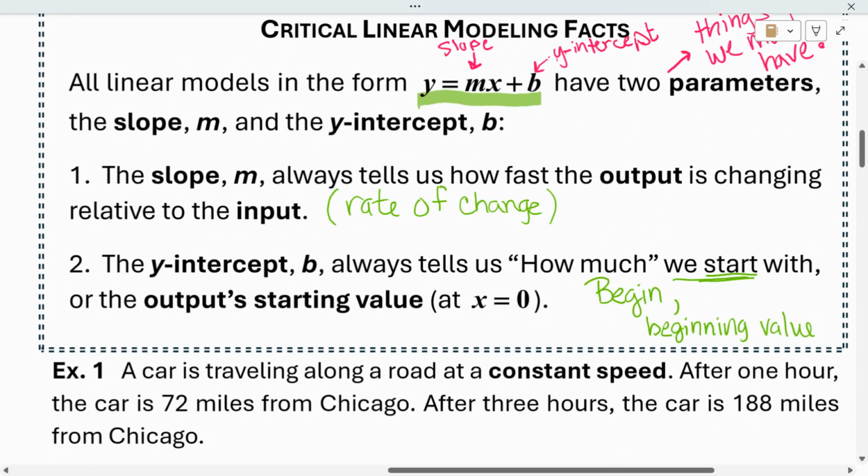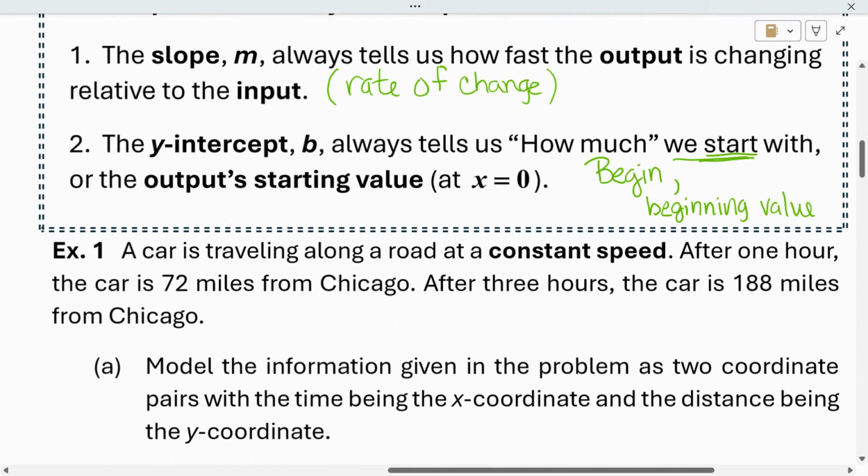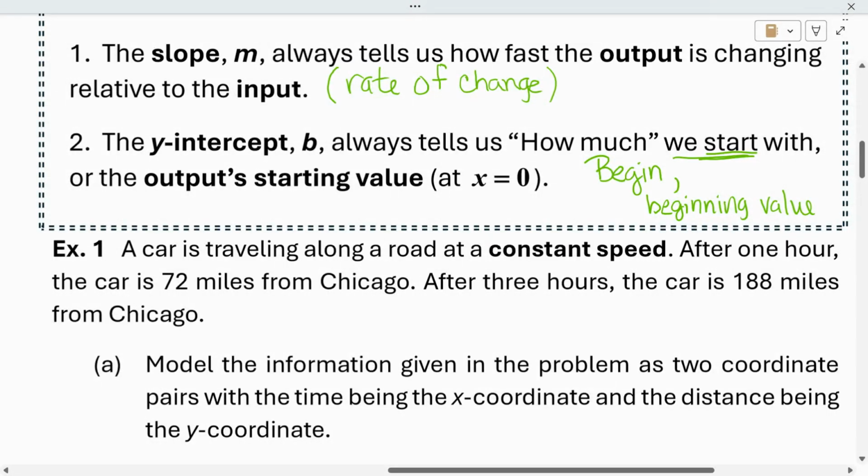All right. So example number 1, a car is traveling along a road at a constant speed. After 1 hour, the car is 72 miles from Chicago. After 3 hours, the car is 188 miles from Chicago. So it sounds to me like there's a couple of ordered pairs in here. Our time, 1 hour, that's going to represent X. This is our time. And our distance, 72 miles, this is going to represent Y. It's our distance.